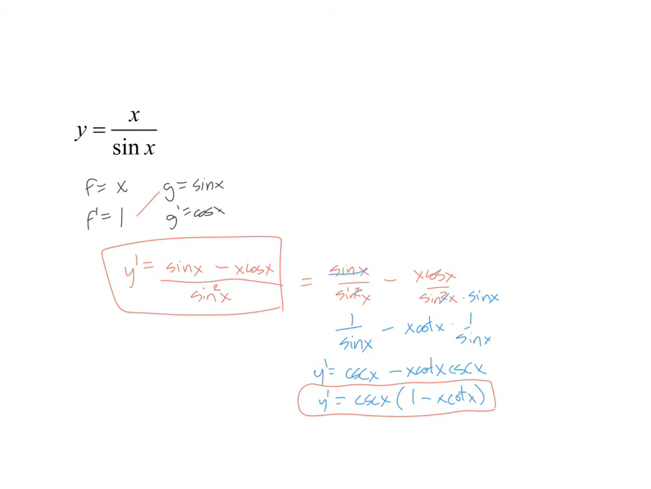Let's try one more. Let's do a quick product rule question. So let's try if I gave you something like x squared times tan x. So remember, we've got to treat this as a product. We can't do any other little shortcut. So let's call f our x squared and g our tan x. So in this case, derivative of f would be 2x. Derivative of tan is secant squared.